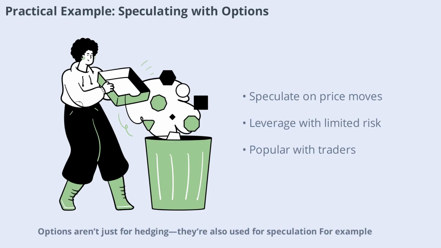Options aren't just for hedging, they're also used for speculation. For example, if you expect the USD-INR to rise, you might buy a call option. If the market moves as expected, your profits can be substantial while your loss is limited to the premium. Speculators use options to leverage their market views with controlled risk, making them a popular tool for active traders.